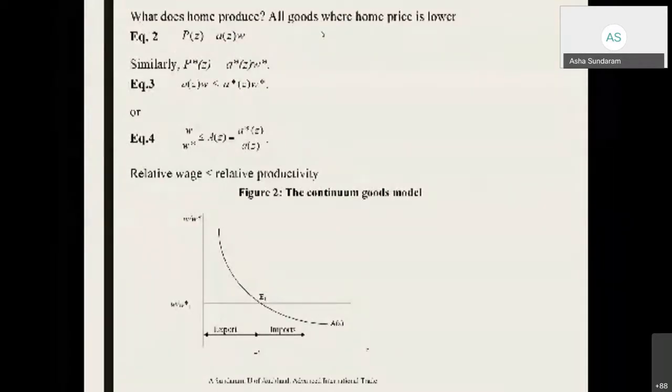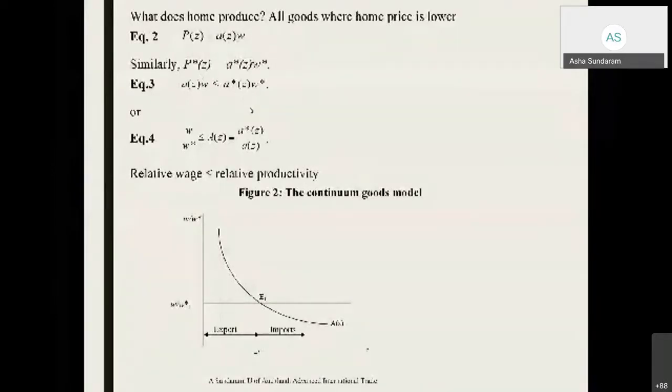So what does home produce? Home is going to produce all those products where home has the lower price, right? As long as home has the lower price than foreign for those goods, home has a comparative advantage in that good. Remember, we said that it's all about autarky relative prices. If a country has a relatively lower price, then it has a comparative advantage and it will produce and export that good. That's the Ricardian model.